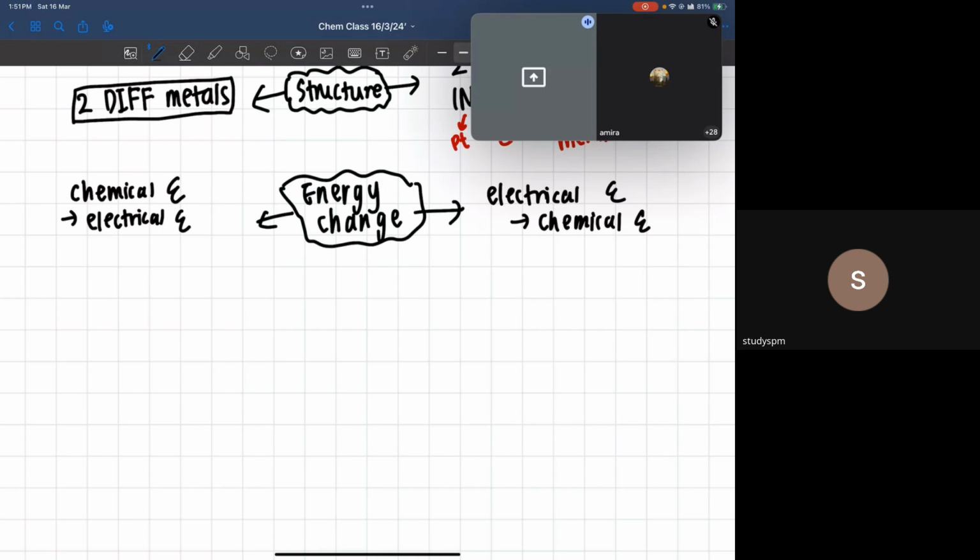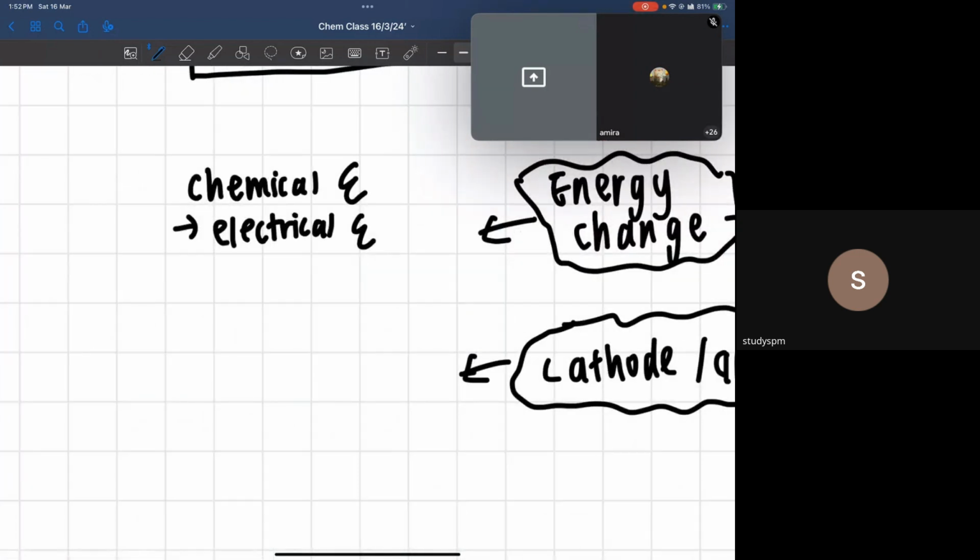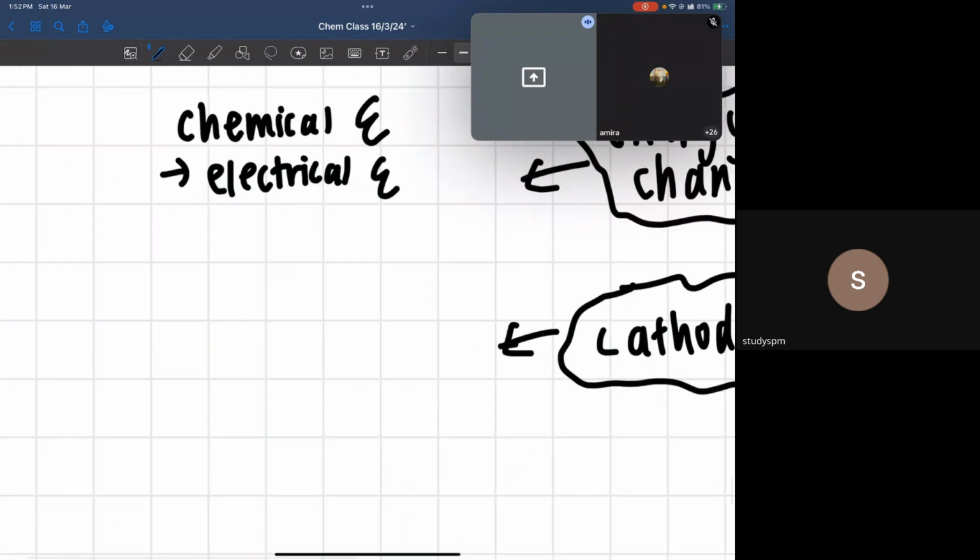Cathode and anode. This one, actually for me, if you understand why it is like that, I think it's very easy. You don't need to be confused. For cathode and anode, for voltaic cell, always remember, you remember this first: anode is oxidation. So anode is the negative terminal. Okay? Okay, this one I will explain a bit more easily.